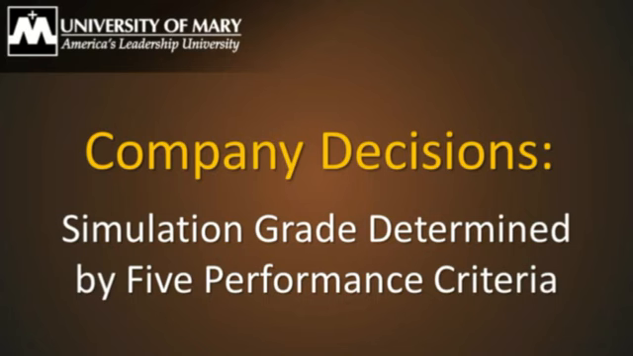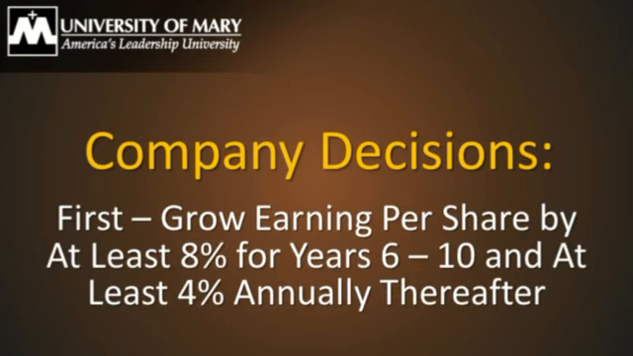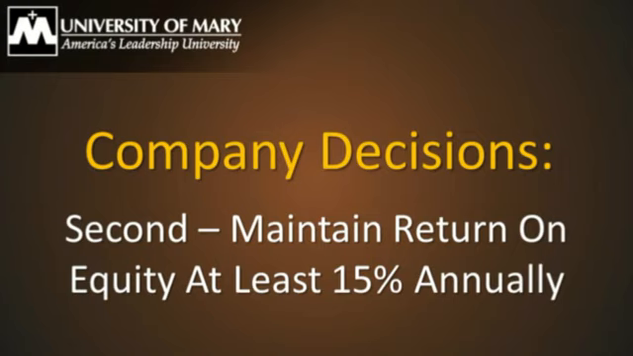The company's simulation grade is determined based on your ability to meet or exceed 5 performance criteria. The first includes growing earnings per share by at least 8% annually from years 6 through 10 and at least 4% annually thereafter. The second is maintaining a return on equity investment of at least 15% or more annually. All companies will start with a 17% return on equity investment in year 5.